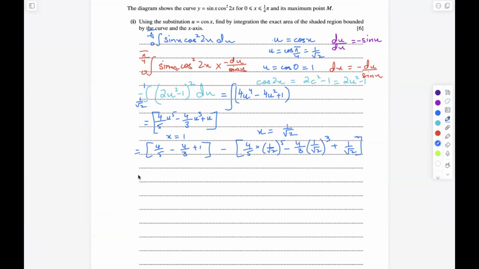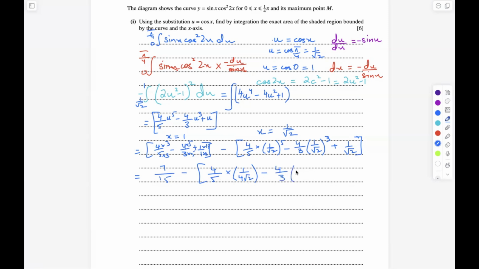When we take the LCM and simplify, the LCM will be 15. This will multiply by 3, this by 3, this by 5, this by 5, and this by 15. So we get 12 minus 20, which is minus 8, plus 15, which is 7 upon 15. Then minus 1 upon root 2 to the power 5, which becomes 1 upon 4 root 2.